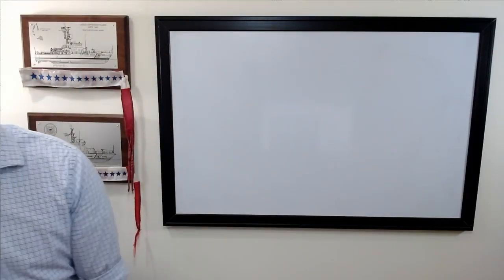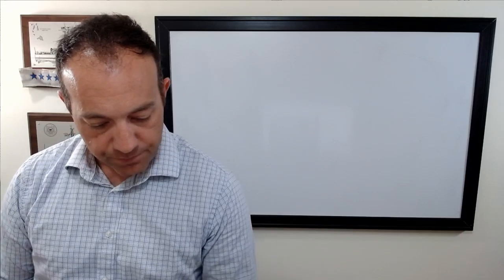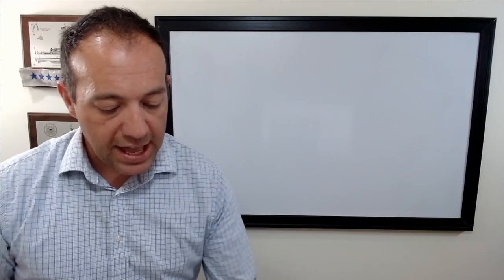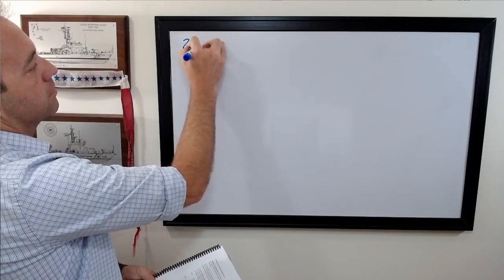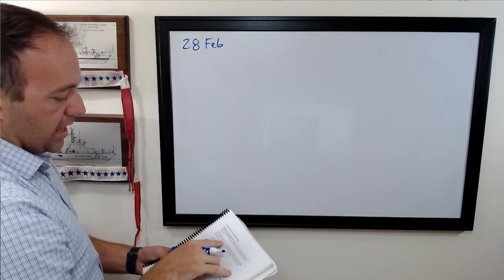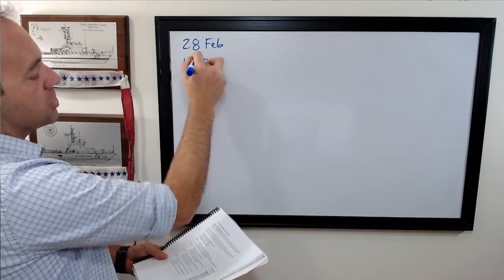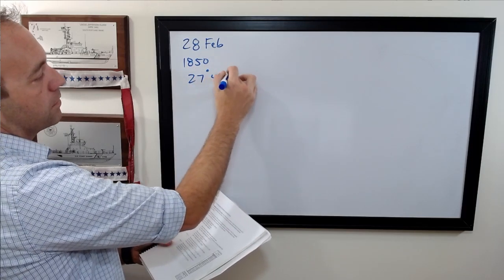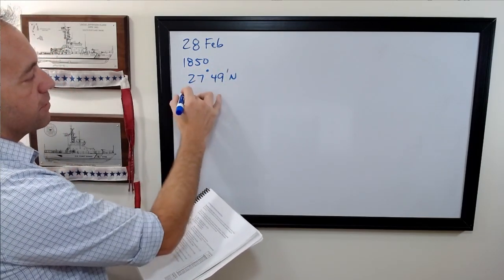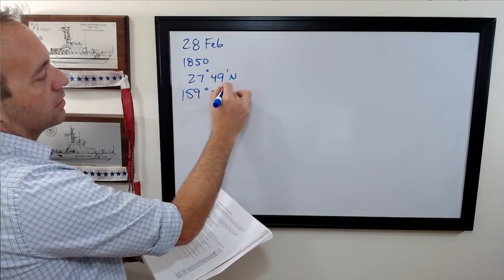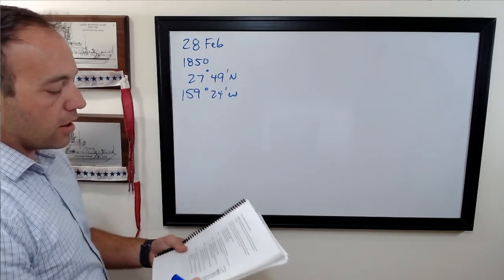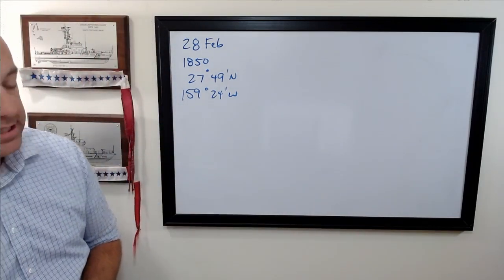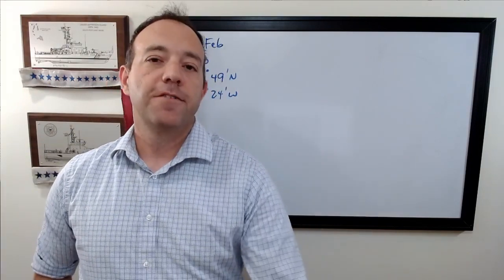Okay, so let's take a look at the second problem, which is in the notes below this video on YouTube. It talks about 28 February, and we're at 1850 zone time. Our dead reckoning position is 27 49 north and 159.24 west. Which of the following stars is going to be most suitable for our star selection? It gives you 4 choices of 3 stars each.